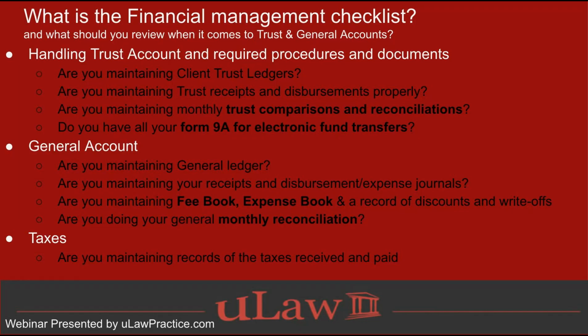When it comes to trust, we need the ledgers and the journals. There are disbursements made from the trust, so you would see them under the trust payment journals. You would see them under the client trust ledgers. You would see trust comparisons, which are nothing but the reconciliation statements. You see Form 9As.